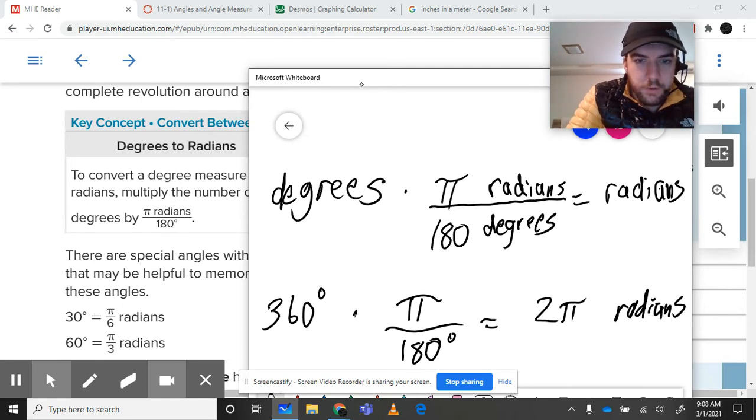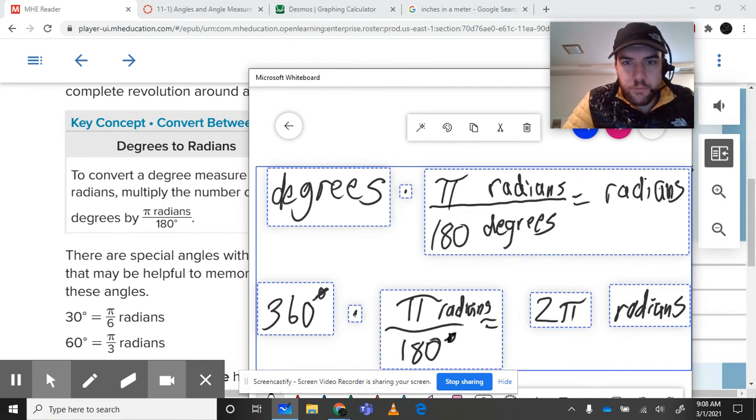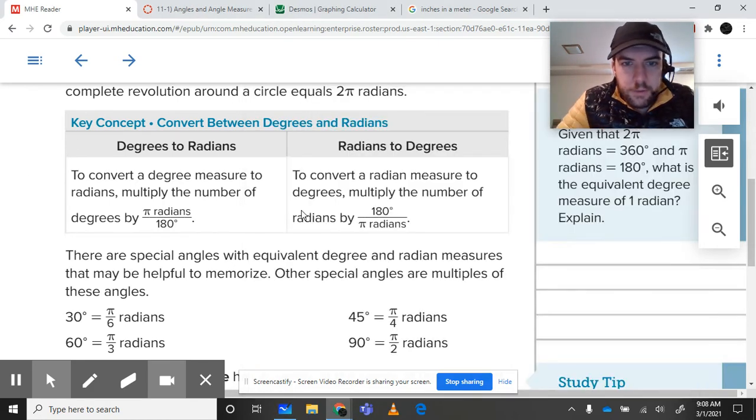All right, 360 over 180 will give you your 2. The degrees will cancel out on the top and bottom, and you'll be left with just the radians. So that's how you would get from degrees to radians. If you're going the opposite direction, then you just flip the fraction over so that you're canceling out radians and you're introducing the degree symbol.